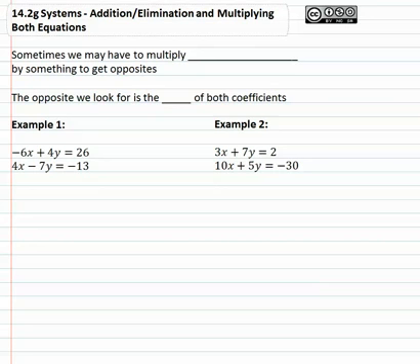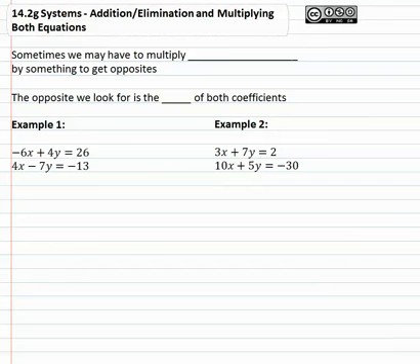When we're using addition or elimination to solve a system of equations, our goal is to get opposites in front of one of the variables. If we have opposites, they'll subtract out to 0, and we can find out what value for x and what value for y makes both equations true.